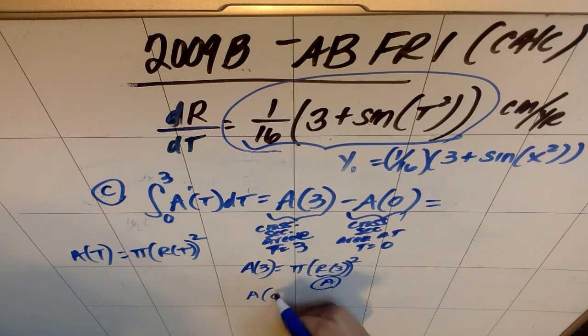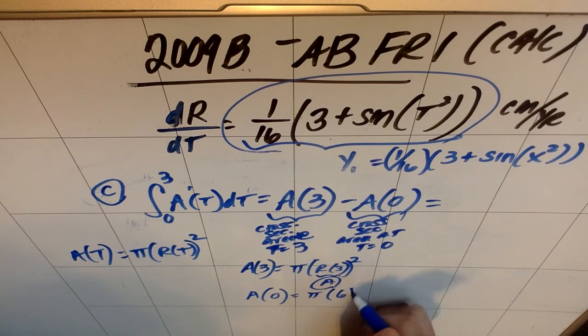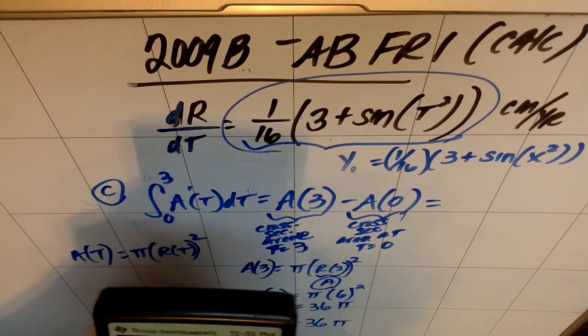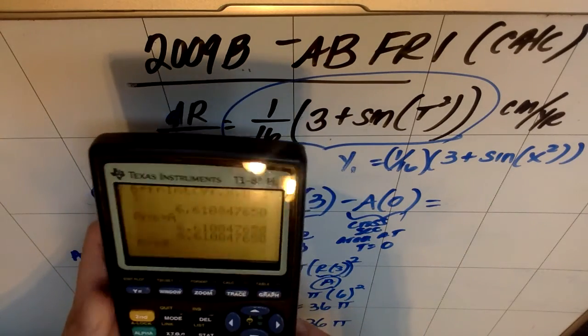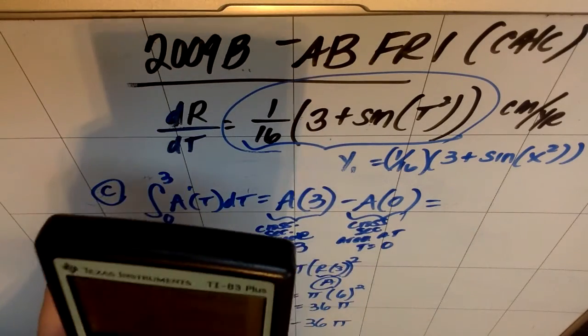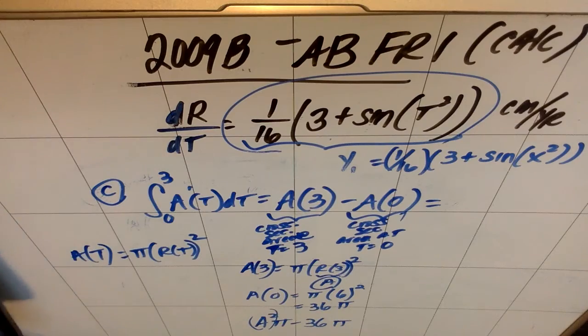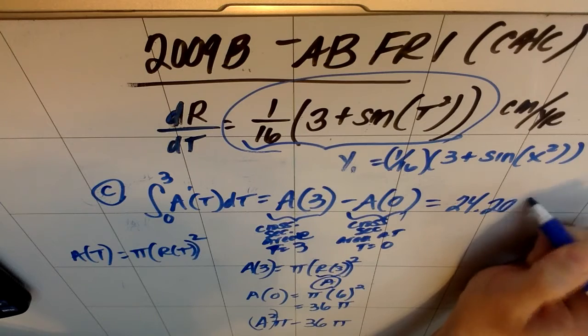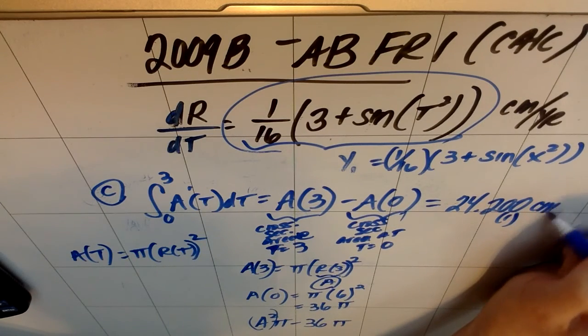And A of 0 should be pi times whatever the starting radius was, which was 6, so that should be 36 pi. So essentially, I'm going to type in my calculator A squared pi minus 36 pi, right? And the reason I say A squared is because that's what I stored my r of 3 as. So if I do alpha A squared, and then pi minus 36 pi, and hit enter, I get 24.200 or 201. So I end up getting that this is 24.200 or 201 centimeters squared, right?